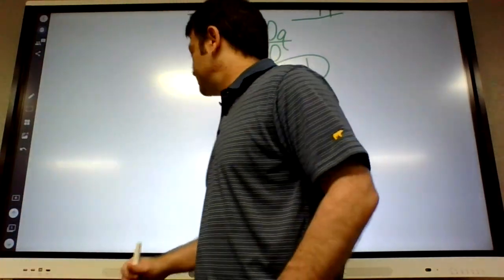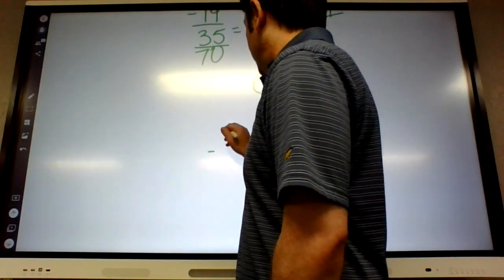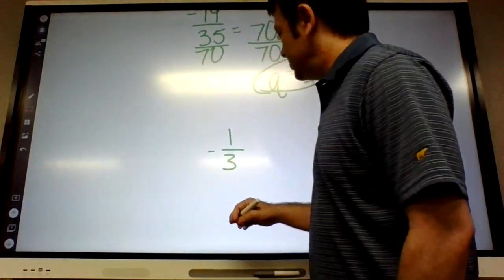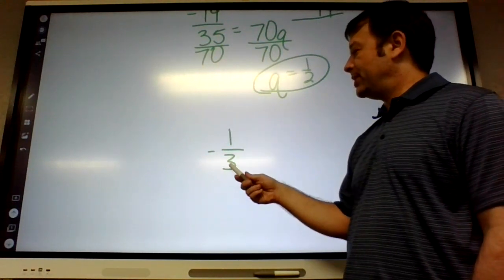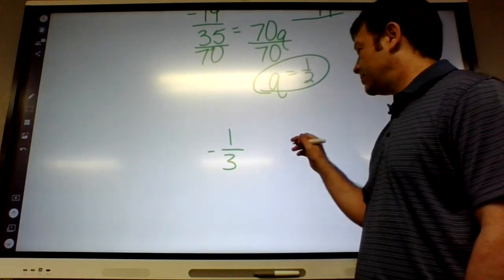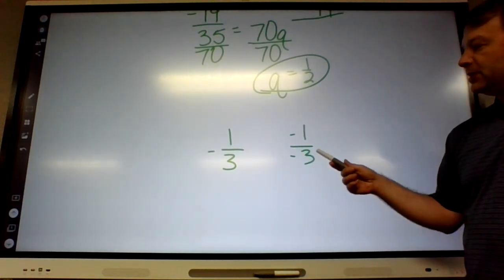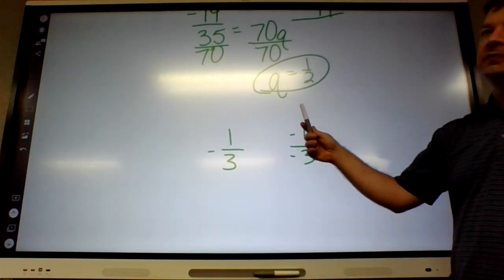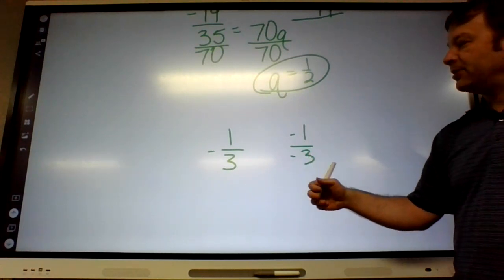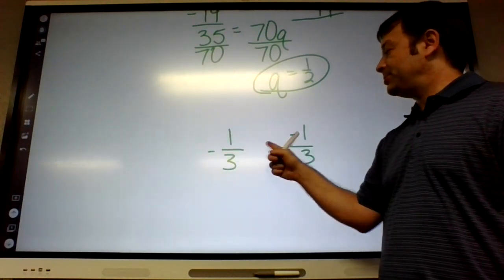Well, I wouldn't get rid of it. Does that mean both the 1 and the 3 are negative? No. If you make 1 and 3 negative, the whole thing is negative. That actually would make this positive. So these two are not equal.